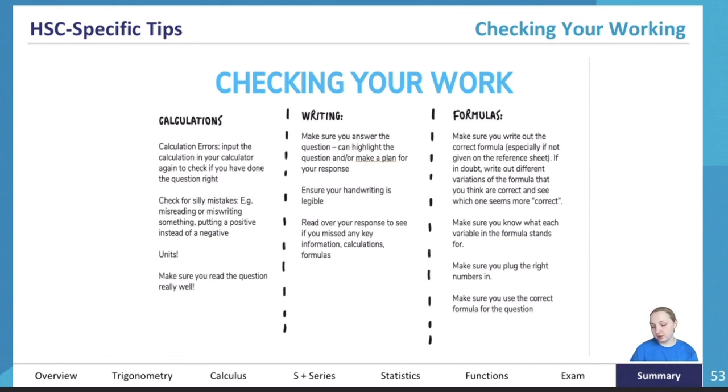Alongside that, make sure you know what each variable in your formula stands for. Make sure you're plugging in the right numbers. Make sure you use the correct formulas for the correct questions. Otherwise, you've got a bit of a formula for disaster going on there.